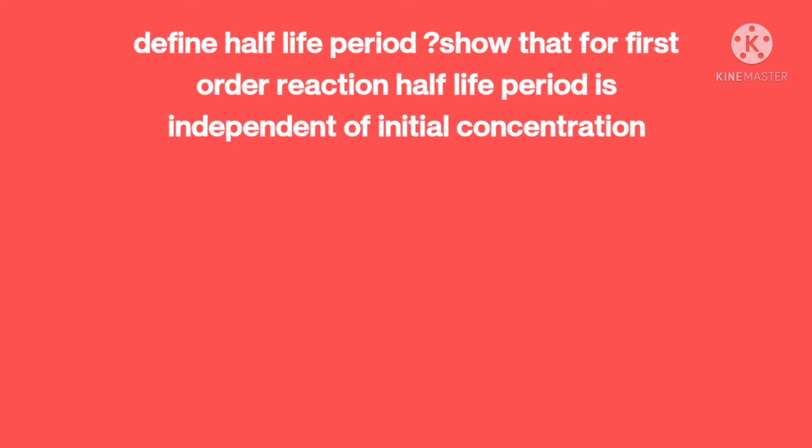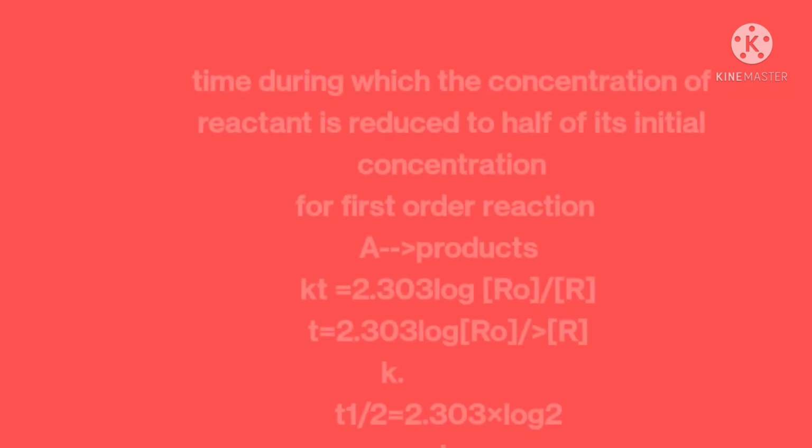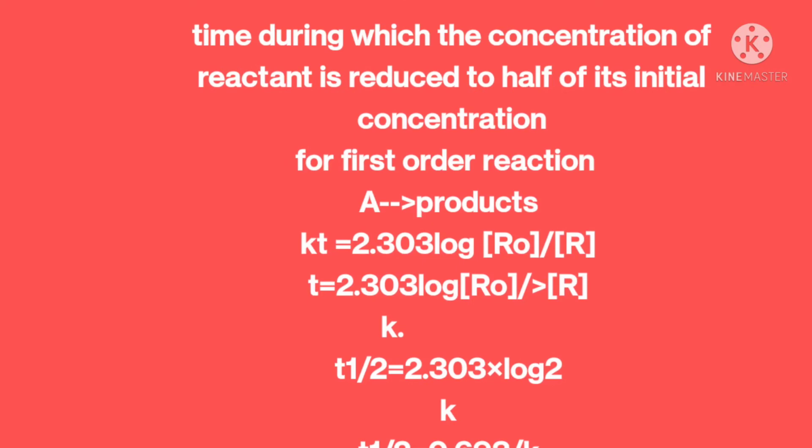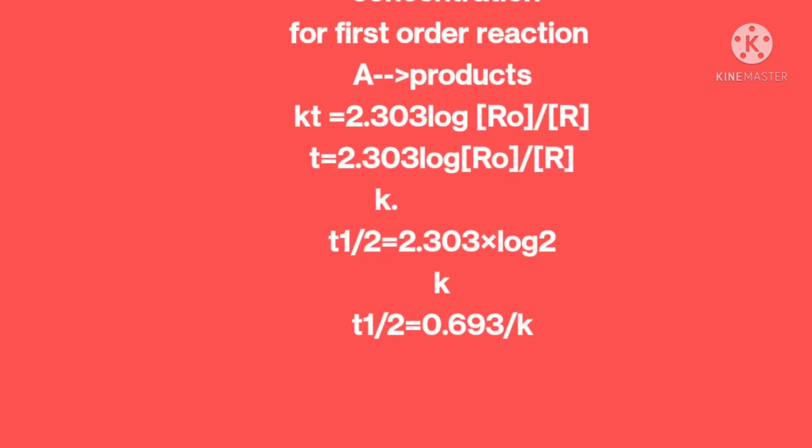Define half-life period. Show that for first-order reaction, half-life period is independent of concentration. The time during which the concentration of reactant is reduced to half of its initial concentration is called half-life period. For a first-order reaction, A changes to product.